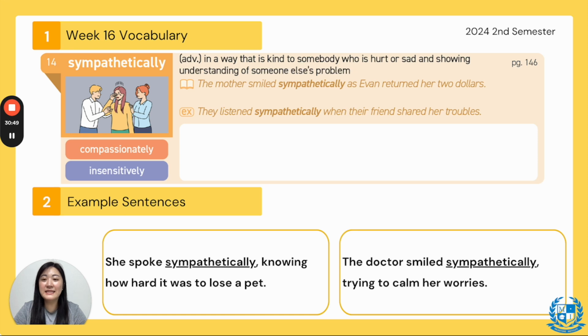Sympathetically. The synonym is compassionately and the antonym is insensitively. Wow, these are really long words. Let's read that again. Sympathetically, compassionately, and insensitively. Let's see here. It's an adverb and it means in a way that is kind to somebody who is hurt or sad and showing understanding of someone else's problem.